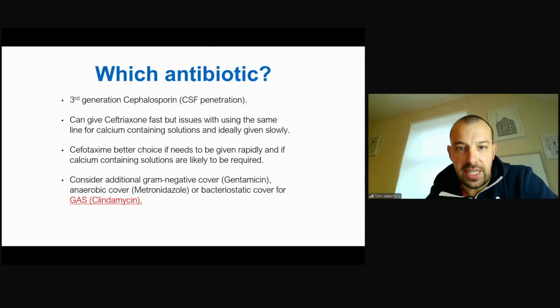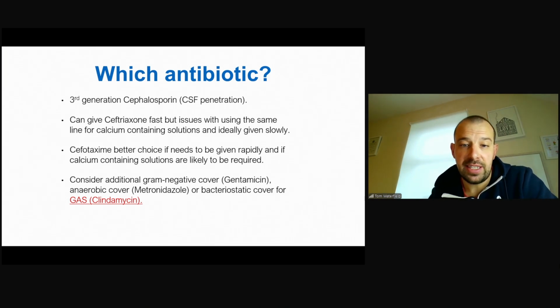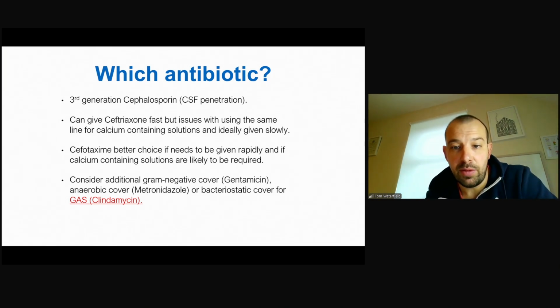So I've mentioned this, but that's just reminding you. So with third generation cephalosporins for CSF penetration, you can give ceftriaxone fast, and I've done that as well. Again, you don't overcomplicate it. Do what needs to be done to get the antibiotics in, but just remember the issues with calcium. I think cefotaxime is a better choice, but it can cause some confusion if you're not used to it. We've talked about gentamicin, metronidazole, and clindamycin.